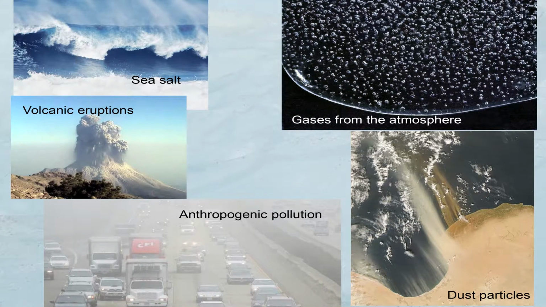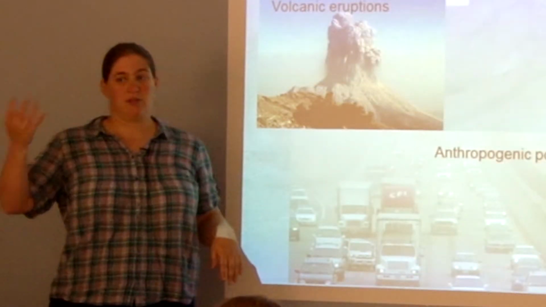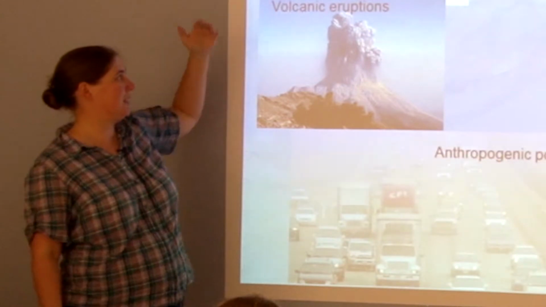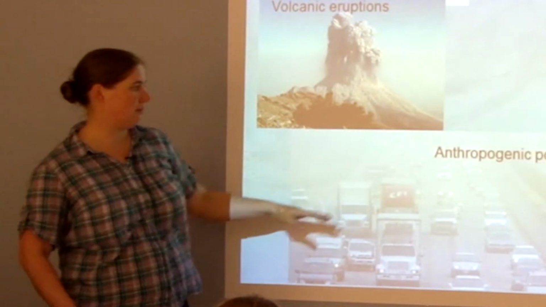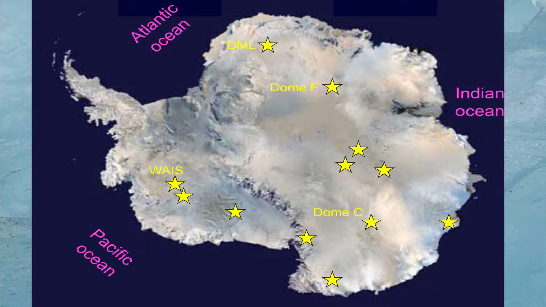This is something we can see in the ice core. As I told you, we can measure dust particles, we can see storminess, we can measure the gases out of the bubbles, and we have a record of the gases in the atmosphere. We can measure sea spray, volcanic eruptions, and also anthropogenic pollution like lead or sulfate.